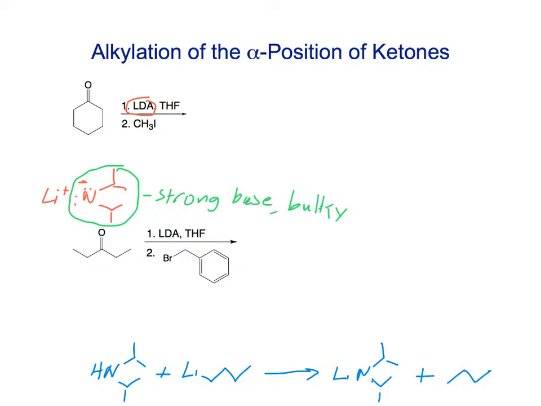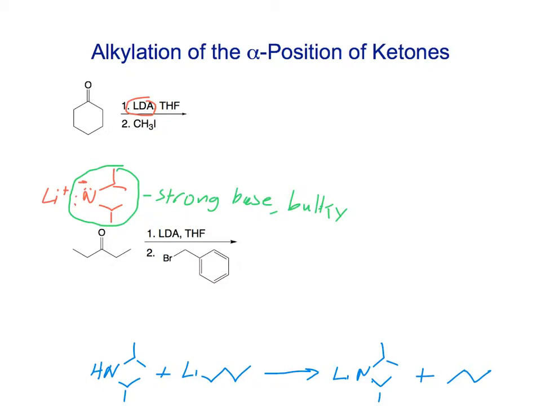So why don't we just use butyllithium if it's such a strong base? It's not bulky, and it will attack the carbonyl carbon. We looked at the reactions of organolithiums or organometallics with carbonyls some chapters ago. And so we know that an organolithium would attack a ketone to form a tertiary alcohol.